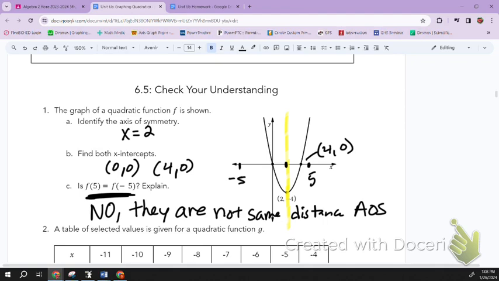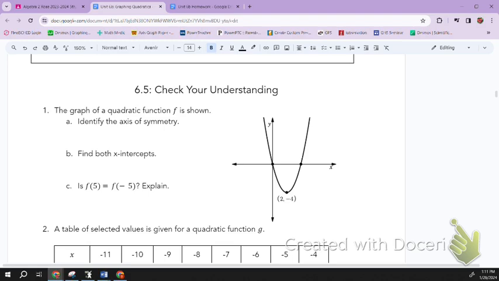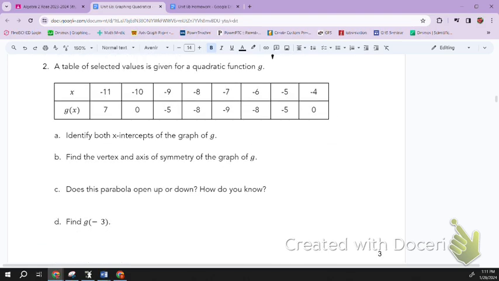For the table, you've got a quadratic. First, you have to identify the x-intercepts. How do I know I have an x-intercept from a table? Do you remember? Yes. We're going to have 0 for our y values. So my points are -10, 0, and -4, 0. So when y is 0, that's an x-intercept.